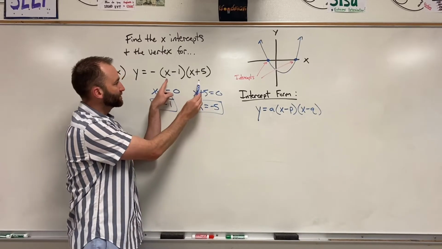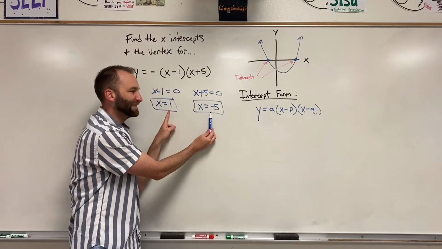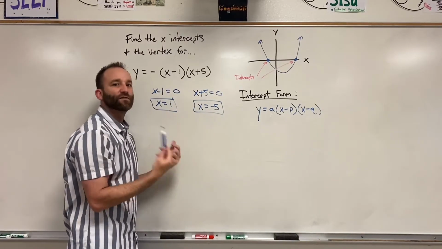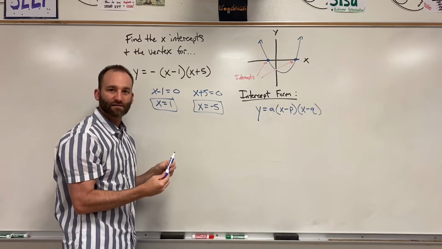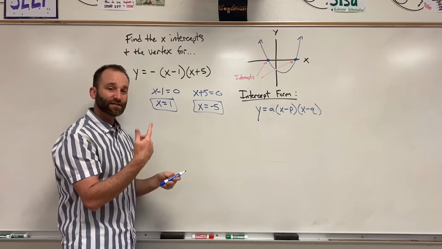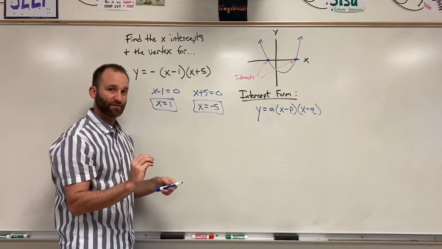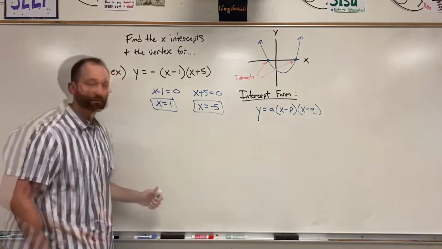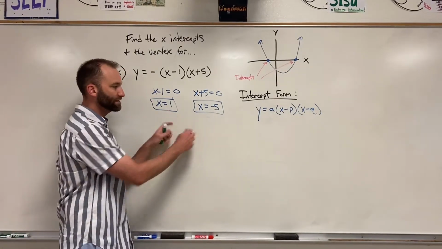Notice a pattern between the numbers in the parentheses and the x-intercepts. It's very quick and easy to find the x-intercepts. That's why they call it intercept form. Finding the vertex is a little bit harder. Let's check it out. All right, so I know where the x-intercepts are.